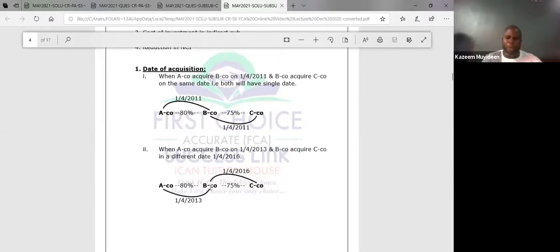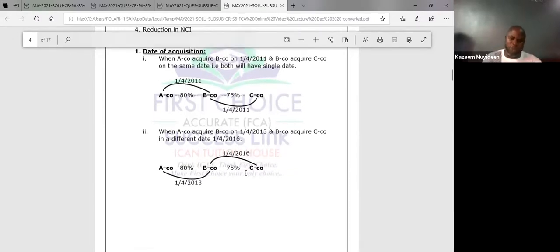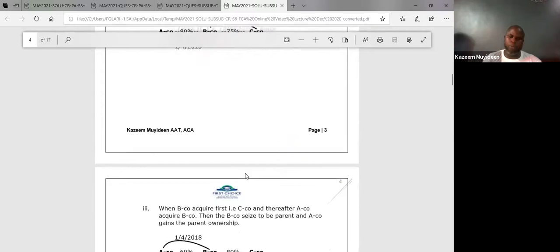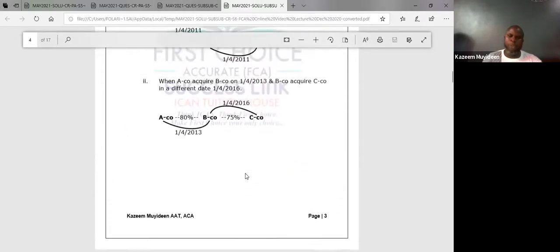ECO in BICO, 80% on 1st April 2013. BICO now acquires SICO on 1st April 2016. This one will give us 2 dates of acquisition. ECO acquired BICO on 1st April 2013, and BICO acquired SICO, different dates. ECO now has control over SICO on 1st April 2016, the date BICO acquired SICO.